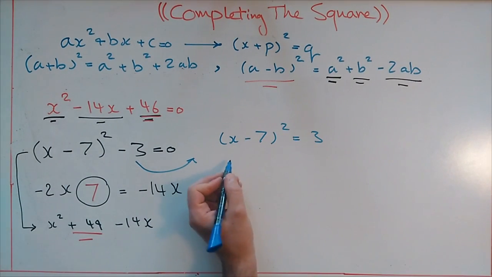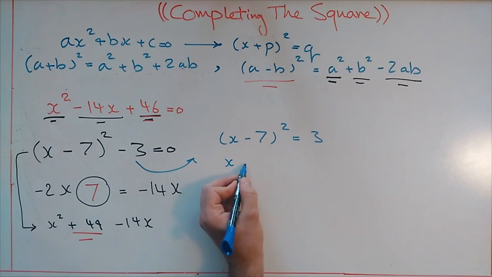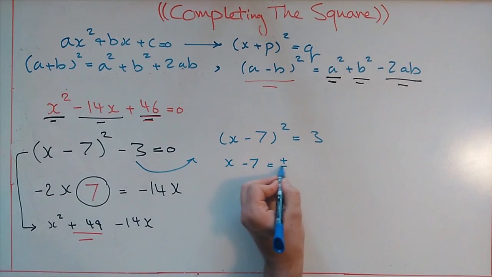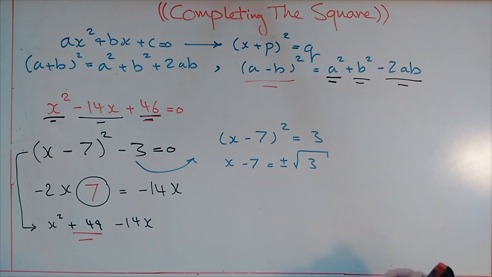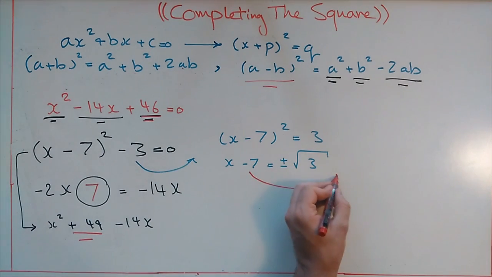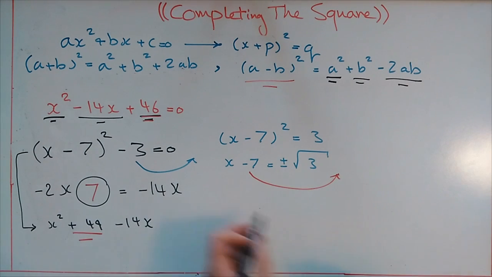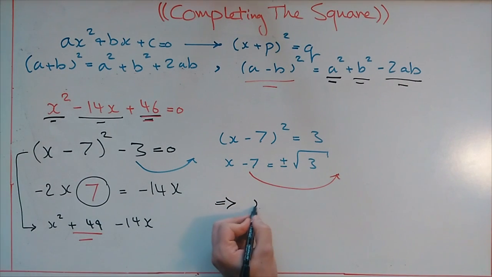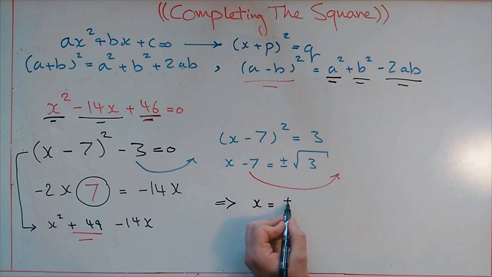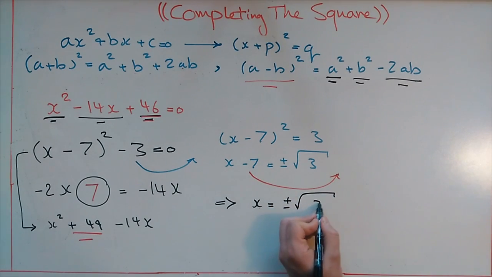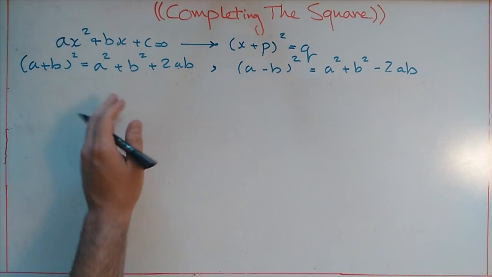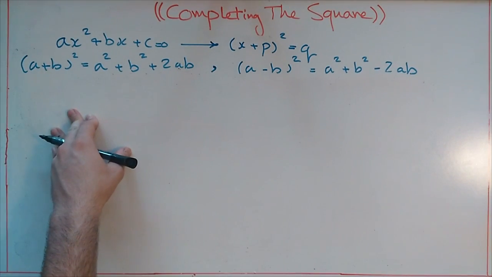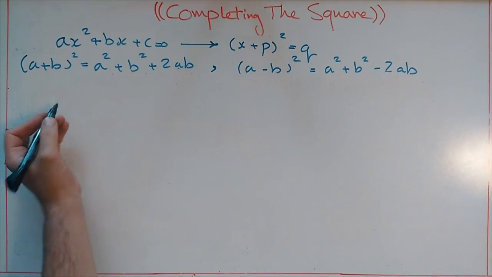And then I use my third rule. Equals positive or negative square root of 3. And then I bring negative 7 to the other side. It will change to positive 7. So my x will equal positive or negative square root of 3 plus 7. Okay, now we're going to solve a more complex example.